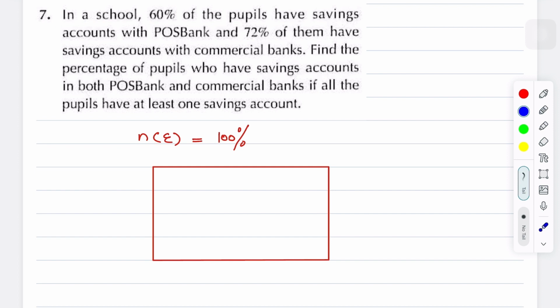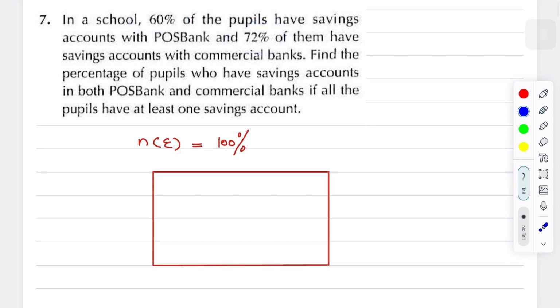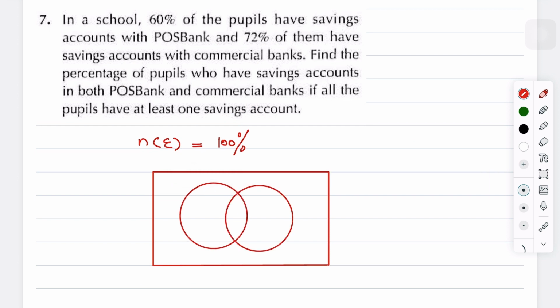You can draw this on the Venn diagram like this. Now this is 72, this is 60, and we know the sum is greater than epsilon, which is not possible. That means they will overlap. So now you can draw the overlap, for example, this is set A and this is set B. Let this be X. And in this set, let's say there are 60%. 60% is in this whole set.